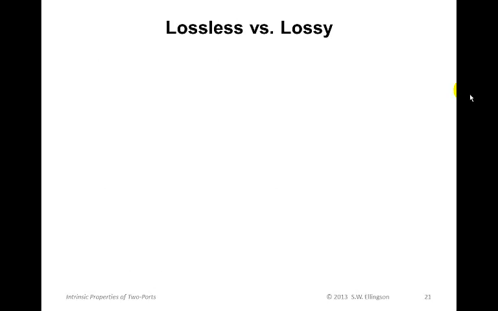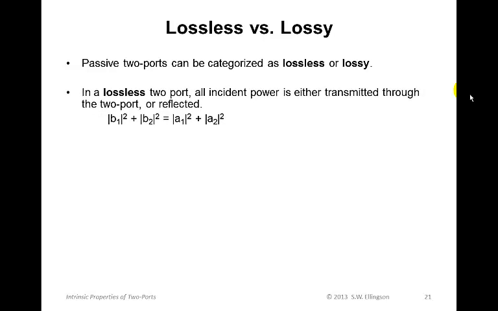The second property I'd like to address is lossiness. In other words, whether a two-port is considered lossless or lossy. Passive two-ports can be characterized using one of these two words. In a lossless two-port, all incident power is either transmitted through the two-port or reflected. Another way of saying that is that the magnitude squared of the power waves B1 and B2 is equal to the magnitude squared of the power waves A1 and A2.